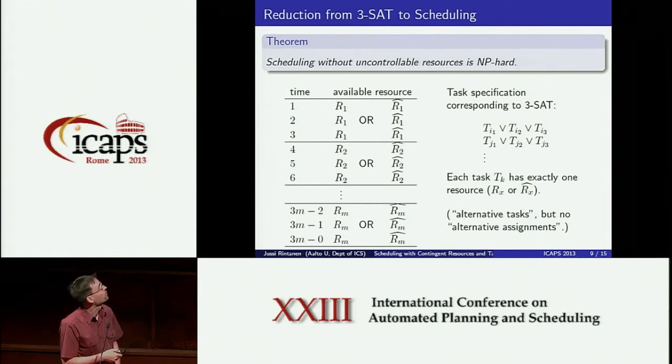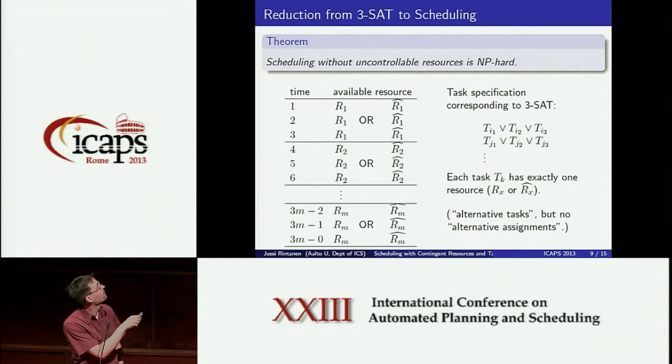So the idea here is that we have alternative tasks that correspond to clauses in the 3-SAT problem. So one of these tasks has to be completed. Each task can be completed by exactly one resource. And intuitively these mean a literal, a positive literal and negative literal. So these are exactly the literals in the 3-SAT problem.